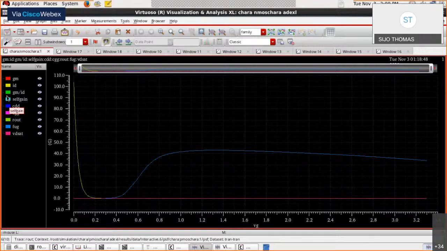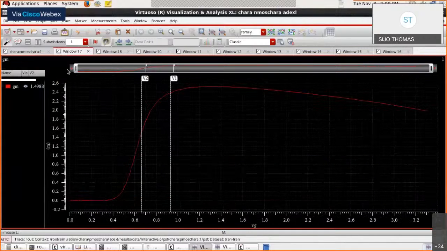So if you look into the slides, we got GM by ID as 3.3. So I can go to the GM curve first. If you look at the GM curve, Naveen, can you open the GM curve? Sorry, the GM by ID curve.